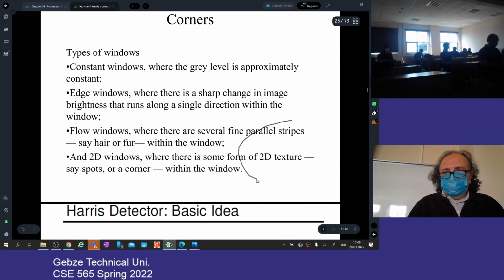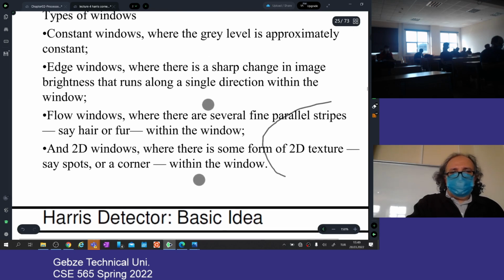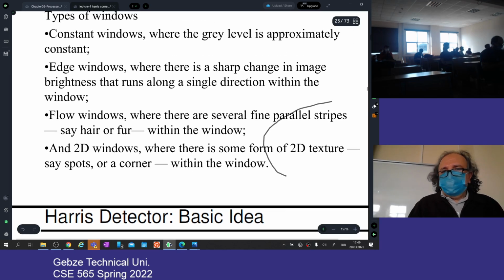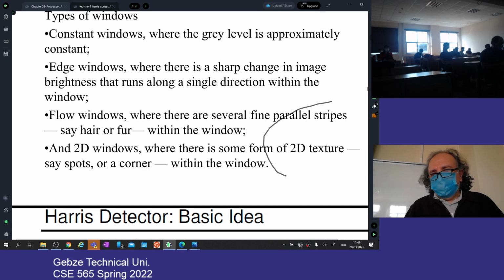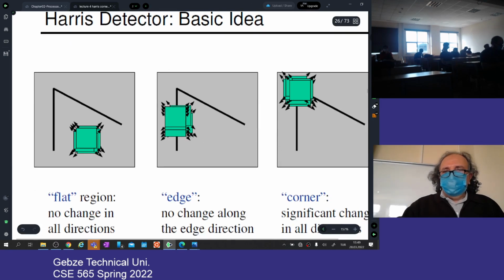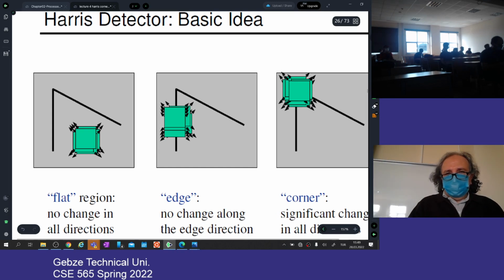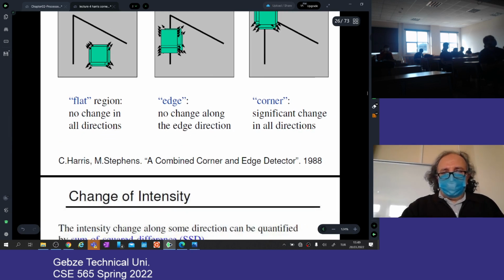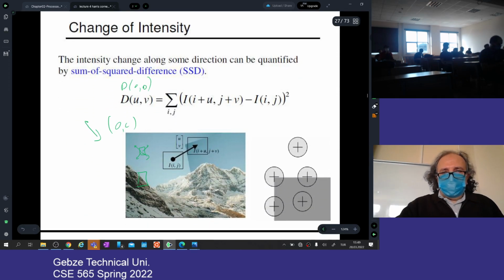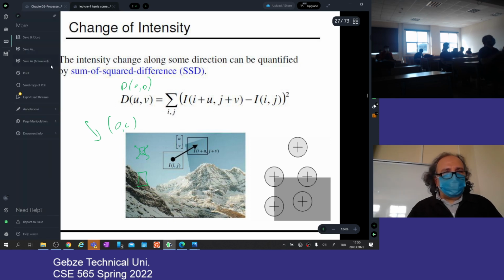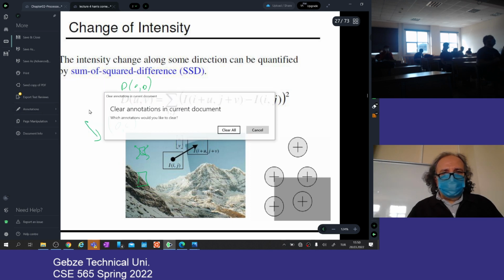So the corner detection thing is about finding 2D windows where there is some form of 2D texture, spotting a corner within the window, like this place. Okay, this is a flat region, this is an edge region, but this is a corner region. That's what we are going to do. Maybe I should clear these drawings. Okay.